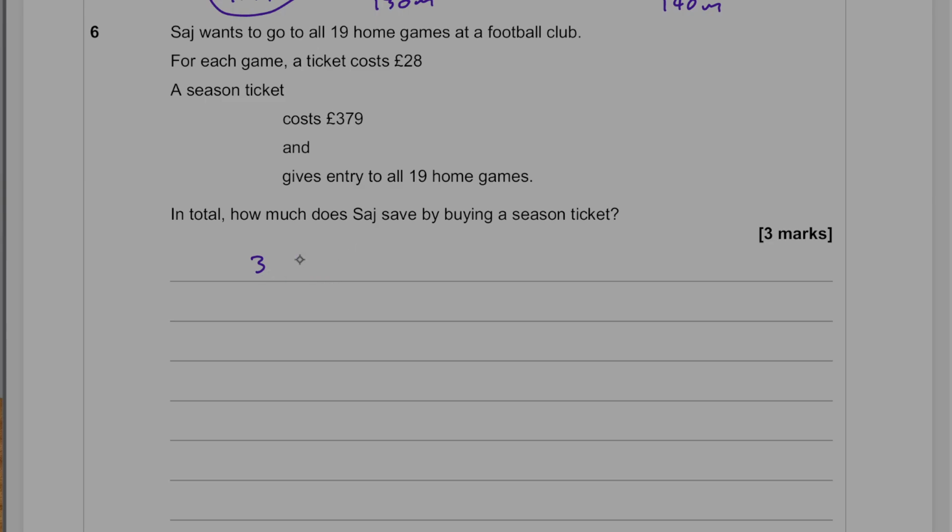No, not. So this is going to be cheaper. So what I'm going to do is 19 times by 28. And from that, I want to subtract the season ticket price. And that will jump me straight to the answer, hopefully. Right, let's bring my calculator in.